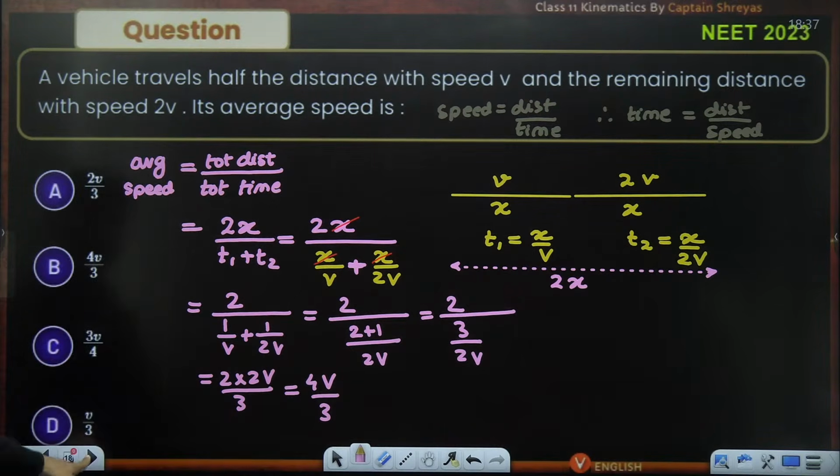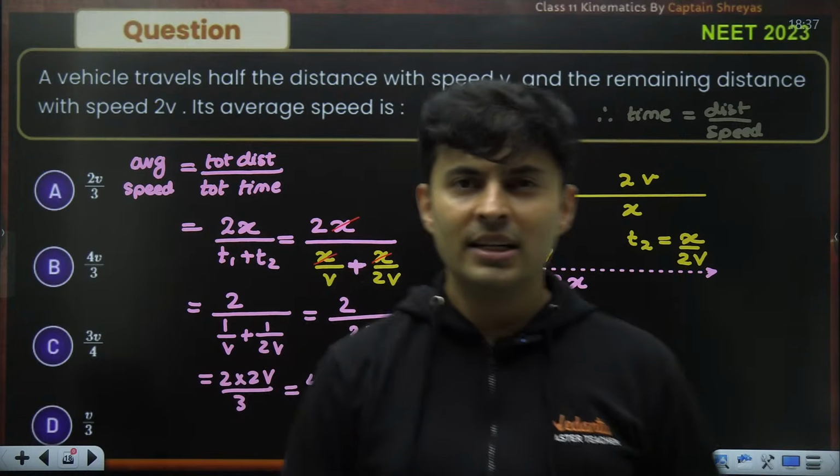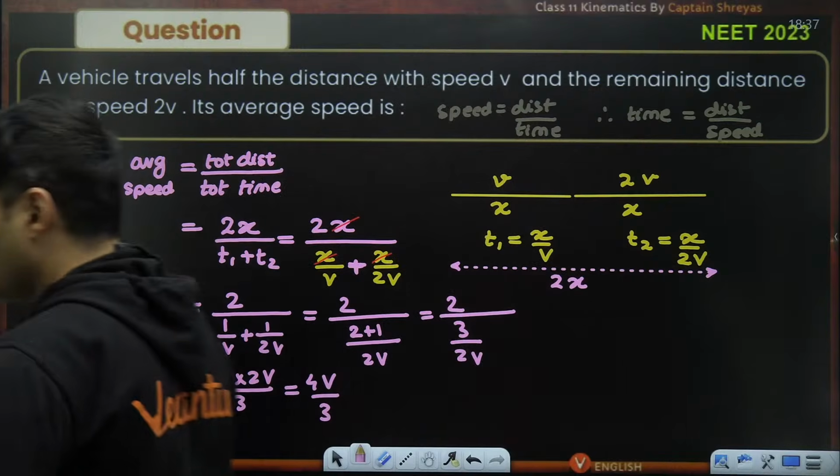Is it there in the options? Yes. B for biology is the right answer. 4v divided by 3. Is this clear, my dear warriors? Perfecto.